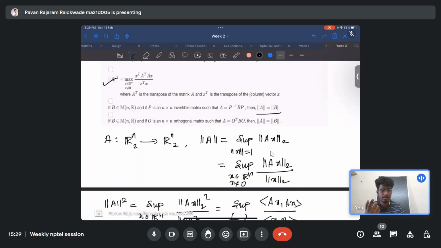So basically, what do you call these A and B matrices if there is such a relation between A and B? Like if there is a P such that A equals P inverse BP, then you call those two something. Do you know what the relation between A and B is here? Anyone?